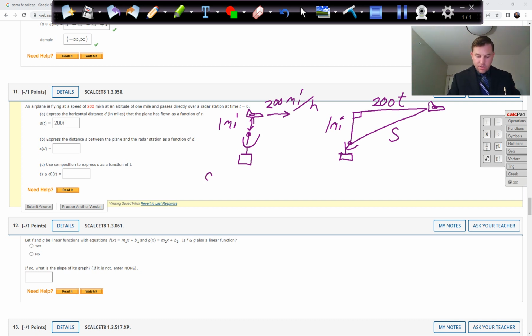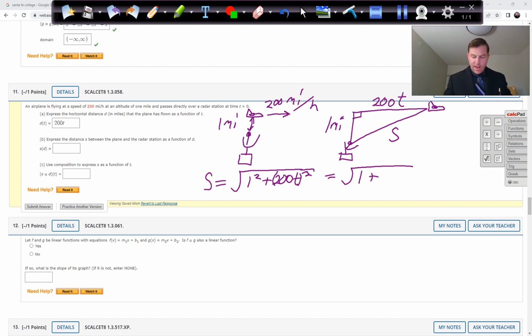So S is going to be Pythagorean's theorem, which says it's going to be the square root of 1 squared plus 200t squared. And so that's going to equal, do these squares, you're going to get 1 plus 200 squared is 40,000 times t squared.